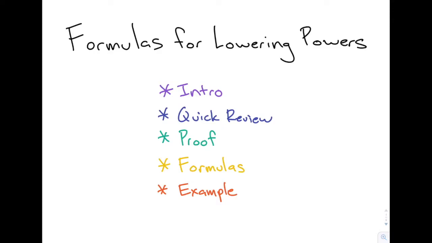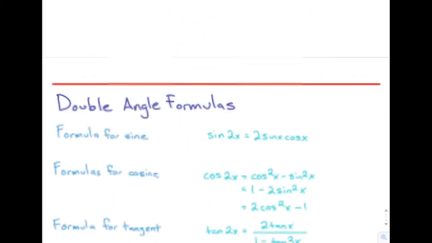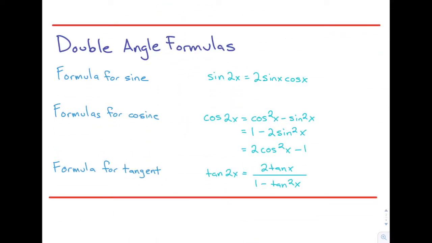We'll do a quick review of our formulas that we've learned so far. I'll do a single proof of the formulas for lowering powers, and you can do the others on your own if you would like. I'll give you the list of formulas, and then we will look at a quick example. So first, here are your double angle formulas. I'm not going to read them all, but just a quick refresher. Remember, we can derive these from the addition and subtraction formulas for sine and cosine. Specifically, we derive these from the addition formulas for sine and cosine, but it is important to know well the addition and subtraction formulas for sine and cosine.